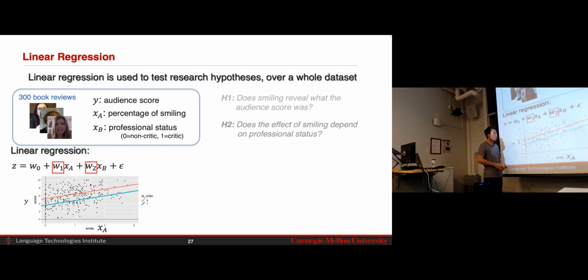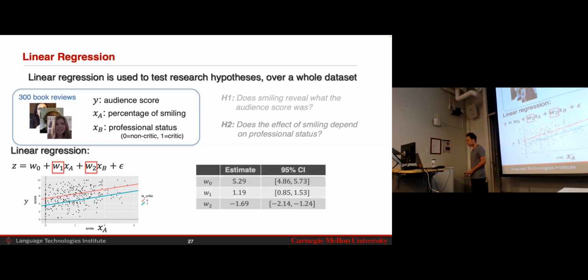And there's something very interesting about these two lines, right? They're parallel. What that basically means is that when XB is 0, I have a linear relationship between smiling and the label. And that linear relationship is given by W1. And when XB changes to 1, the whole graph shifts down, right? The same curve, there's the same linear relationship between smiling and the label given by W1, but the amount that it is shifted down by is given by W2.